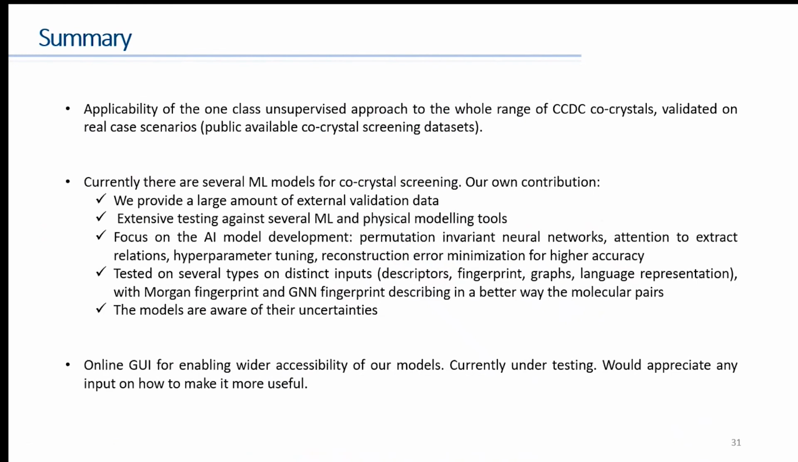So to summarize, we saw that there is applicability of a one-class unsupervised approach to the whole range of the CCDC, and not only in the limited case we started with. Of course, there are several machine learning models that do a great job in co-crystal screening, but in our case we don't need any negative data to train on, and we can train our model just by aiming to decrease the reconstruction error and then be able to rank any given molecular pair. And also the online GUI is available for quick accessibility, and everybody can just use it and test it.